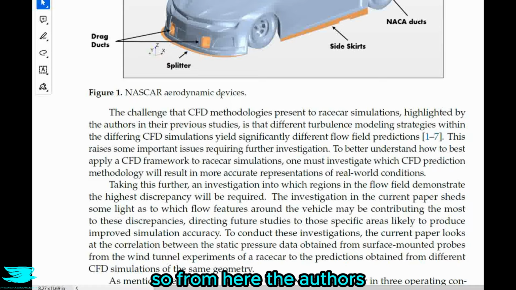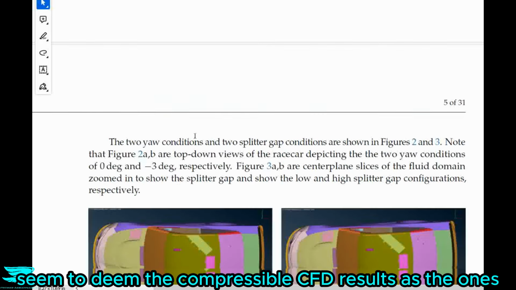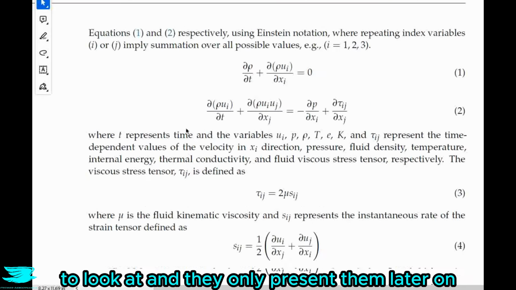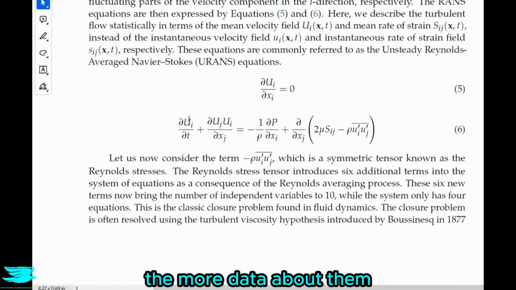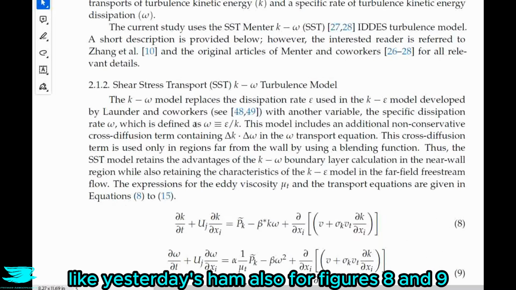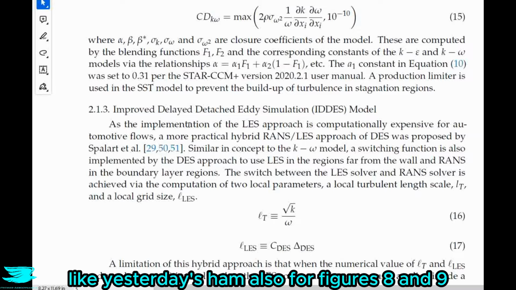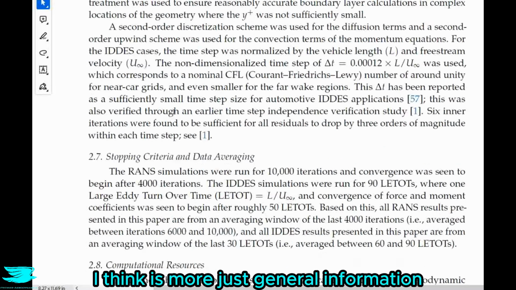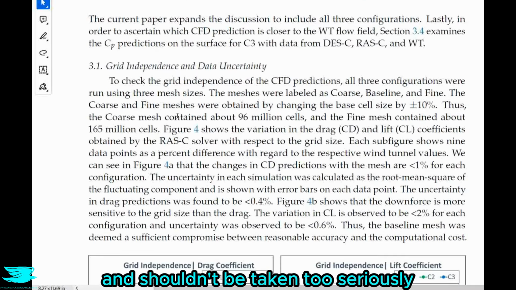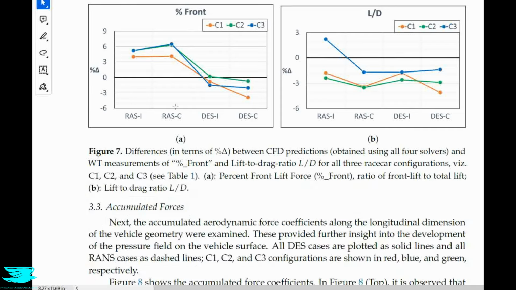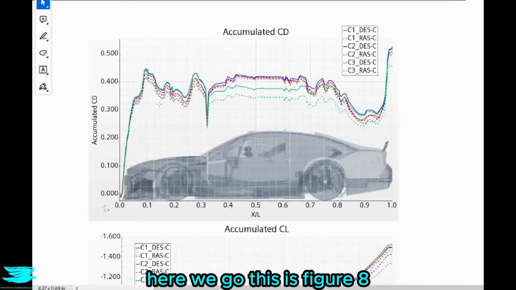So from here, the authors seem to deem the compressible CFD results as the ones to look at, and they only present them later on, the more data about them. The incompressible ones are tossed away like yesterday's ham. Also, for figures 8 and 9, there isn't any wind tunnel data, so what we are going through now, I think, is more just general information and shouldn't be taken too seriously. So down in figure 8 here we go. This is figure 8.